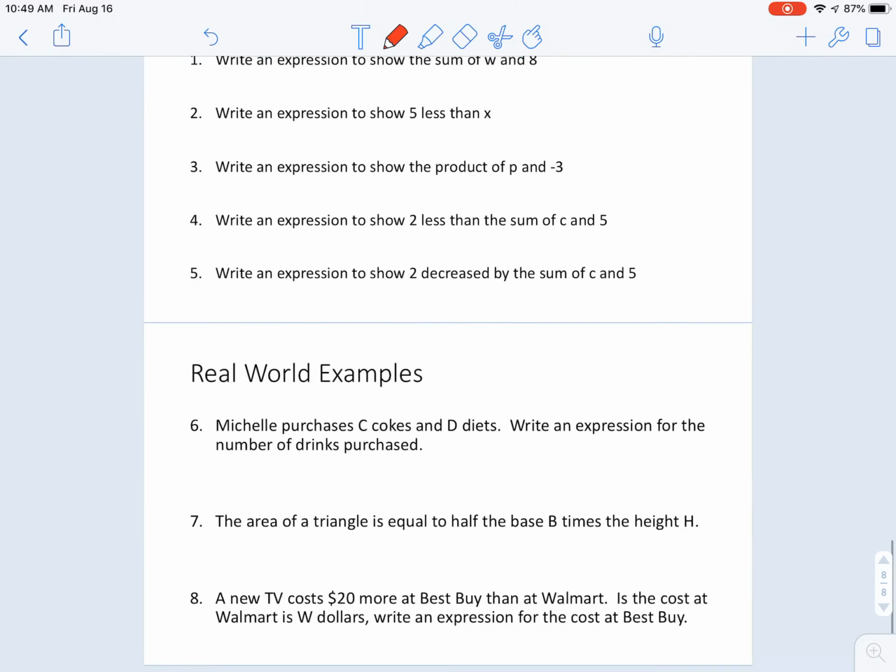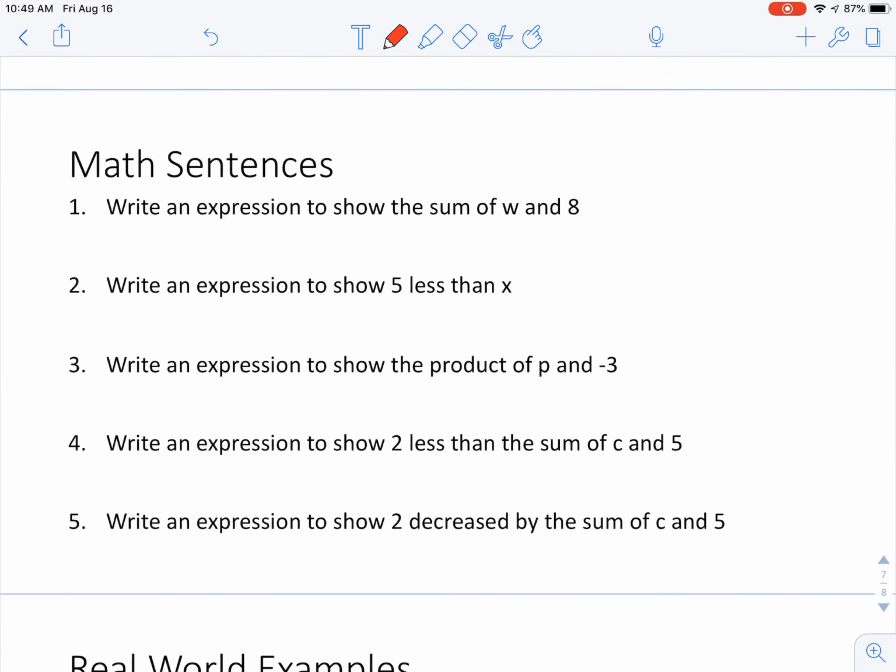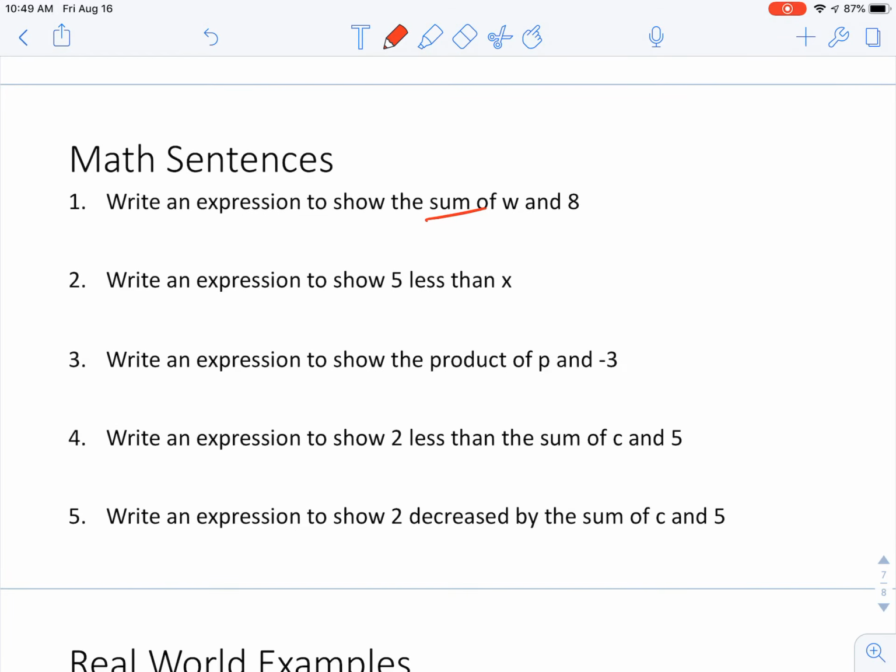All right, so we've got a few more examples here to do. It's kind of the same thing, but we're just doing it straight from a sentence and not filling out this whole table. So write an expression to show the sum of W and 8. Well, sum means addition, so I'm going to add W and 8. W plus 8.